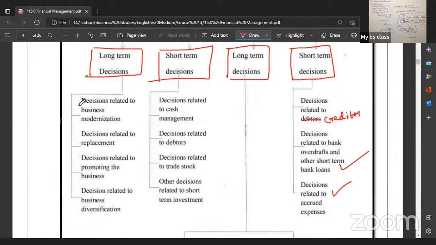So it's like completely changing the structures, completing the rebranding, and the way it appears, the outlets, everything they try to reform. And the decision related to replacement, sometimes you try to replace your assets, you try to upgrade to the latest version of assets, the latest version of distribution vehicles, or you will replace all your machinery with the latest technology. And decision related to promoting the business with the objective of increasing your market share, you try to do promotions.